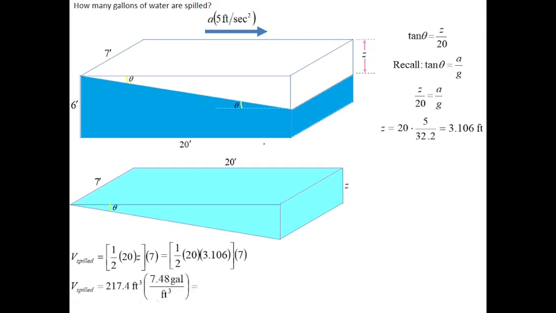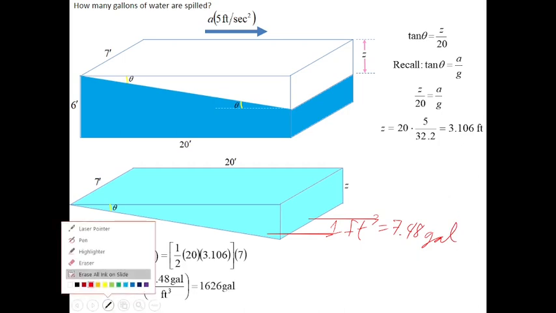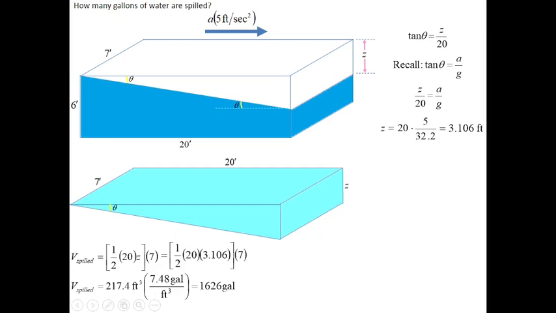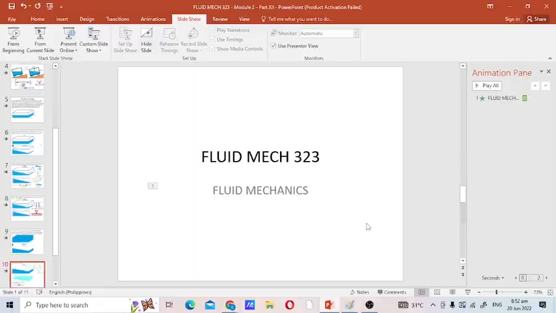Take note that 1 cubic foot is 7.48 gallons. That will give us an answer of 1,626 gallons. So that is the liquid, the water, that spilled out. How many gallons of water are spilled? There are 1,626 gallons of water spilled. Alright, that ends my discussion for today.